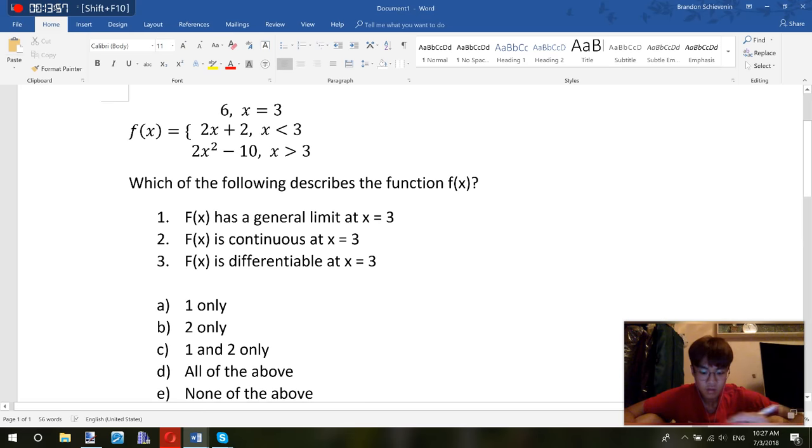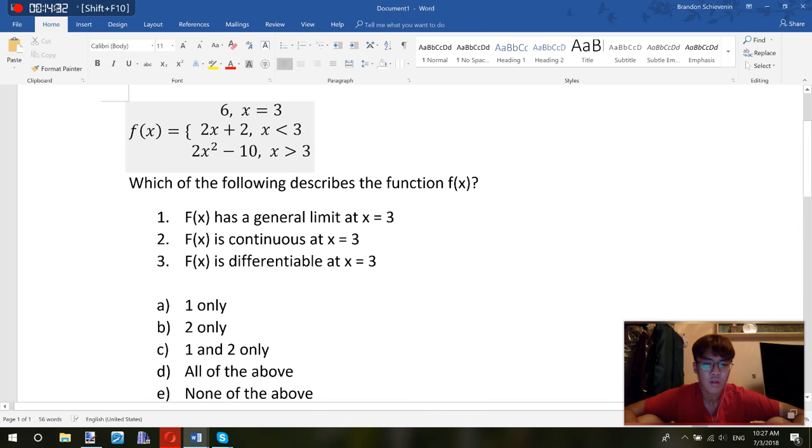Okay. In order to be differentiable, we must be continuous. So because we're not continuous, we know 3 is not true. We can't be differentiable either. In order to be continuous, we have to have a general limit. In order to be differentiable, I must be continuous. So we can actually check these in order, because if the first one's false, if there's no general limit, then all of them are false. They can't be continuous or differentiable. But when is the case that it will be differentiable?